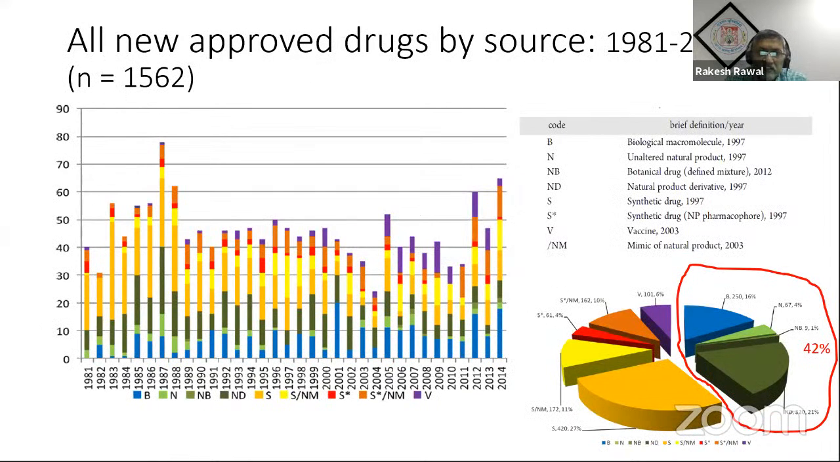But if you look at the FDA databases, right? In the last few decades, of more than 1,500 drugs which were approved, I think 42% of them were either natural phytopharmaceuticals or natural product derivatives, botanicals, or some semi-synthetic derivative of that, right? So there is a greater need of this phytopharmaceutical.